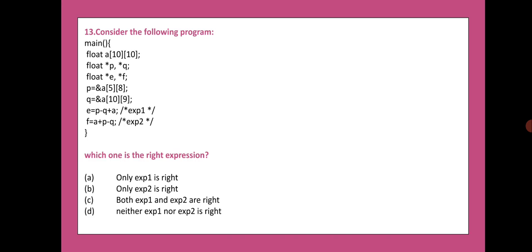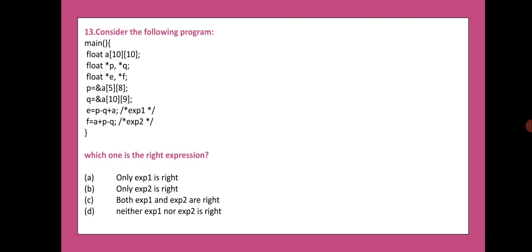Consider the first expression, p minus q. We can associate it as (p minus q) plus a, left to right grouping. Subtraction of pointers to the same object is allowed. Correct. A is a different object. A is a float array, whereas p and q are different. Hence, the first expression is valid.